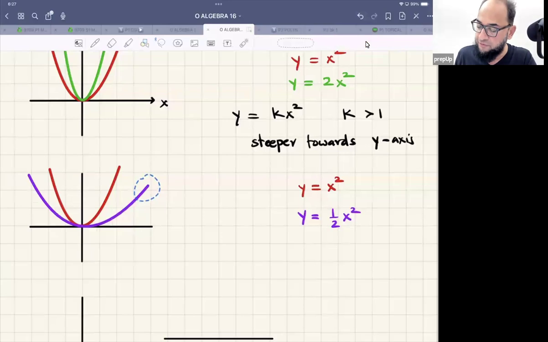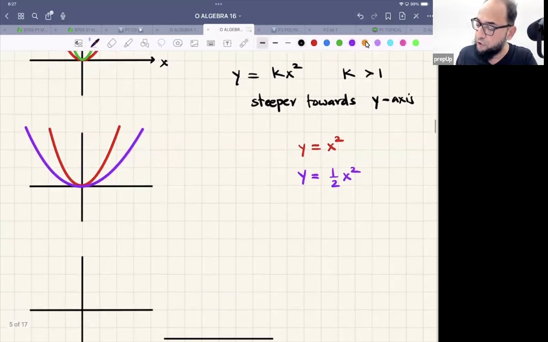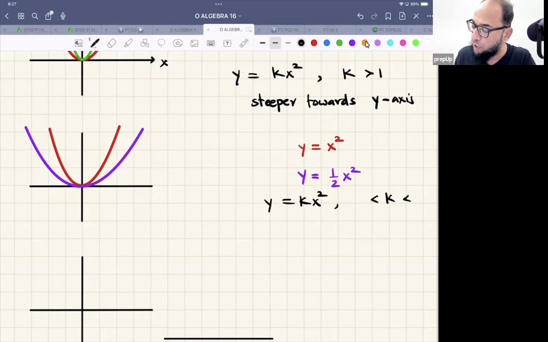So now let me just shift it properly. Something like this. No, I'm not satisfied with it. Let me draw it again. Okay, I think this is better. So the purple one is y is equals to half x square. If it's of the form y is equals to kx square, and if k lies between 0 and 1, the graph gets more flatter towards x-axis.